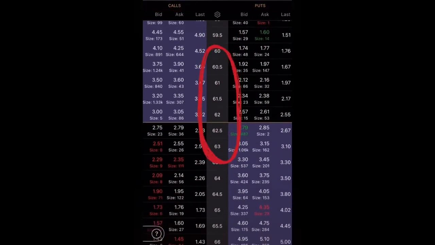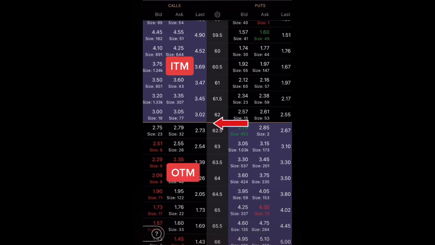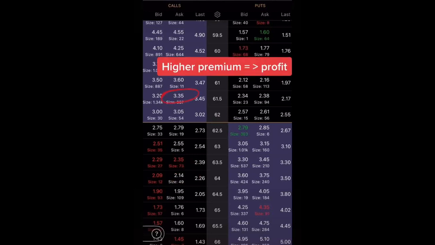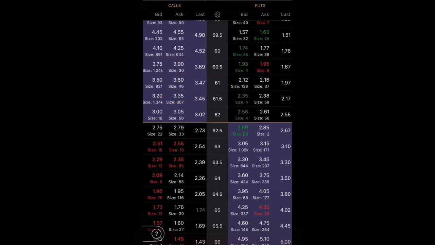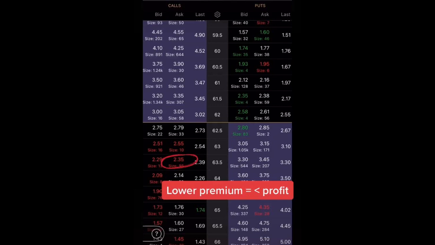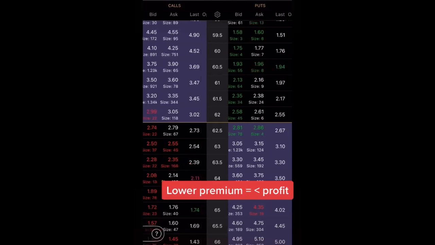The strike prices above this line are in the money, and the prices below the line are out of the money. The strike prices that are in the money will have a higher premium, but it's going to give you a greater profit. The strike prices below the line are out of the money, and it's a lower premium, but it's going to give you a lower profit.